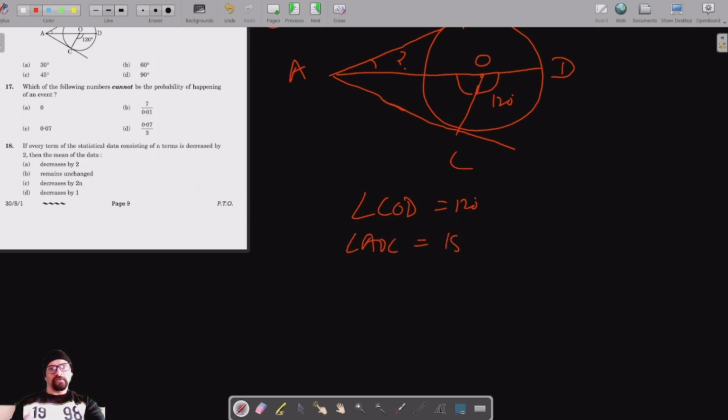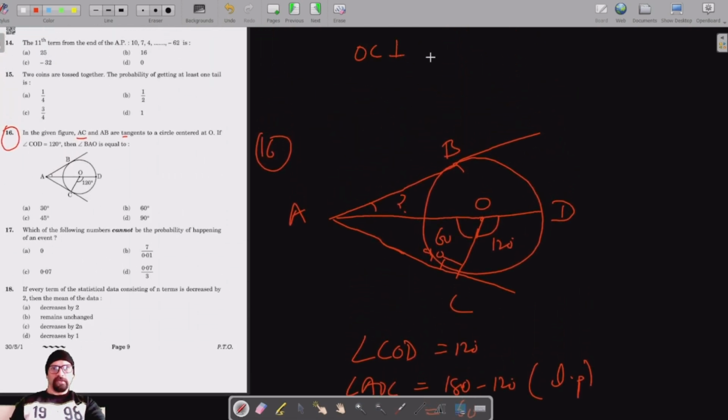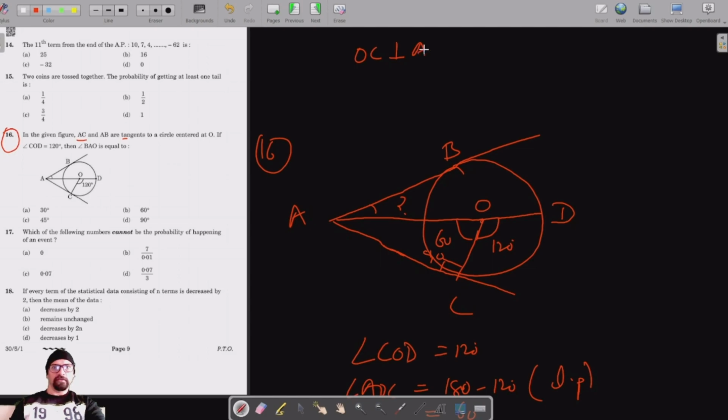So angle AOC is 180 degrees minus 120, because these two angles make a linear pair, so this angle is 60 degrees. Now this one is 90 degrees, so OC is perpendicular to AC, because the radius is perpendicular to the tangent at the point of contact.